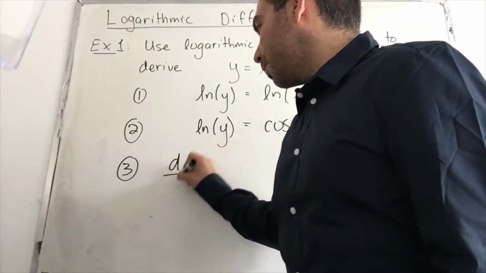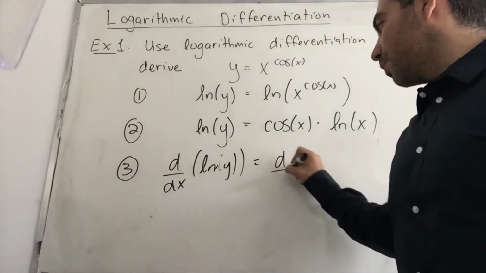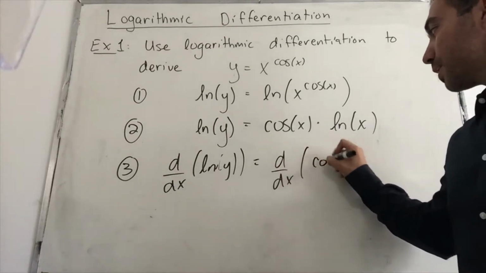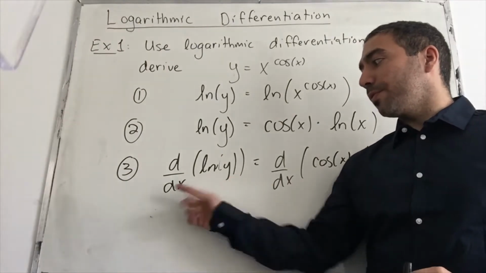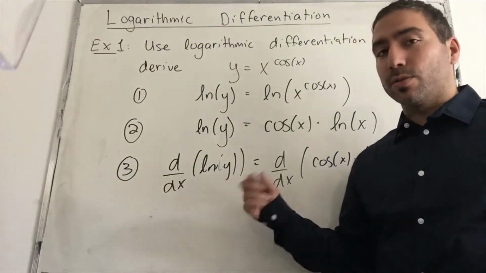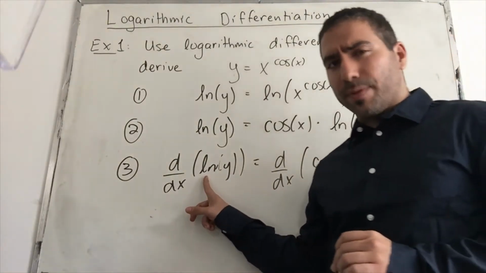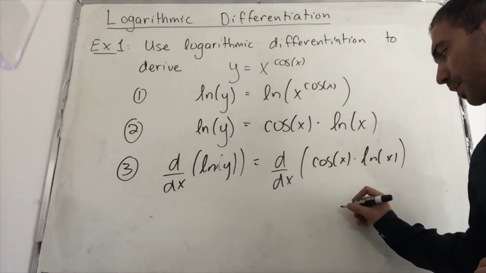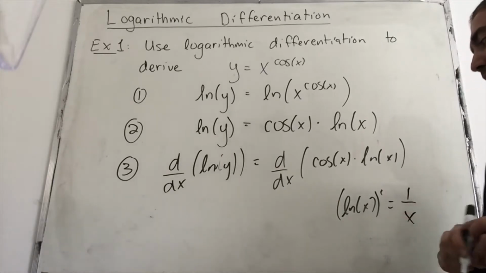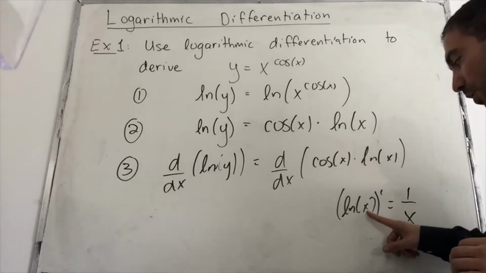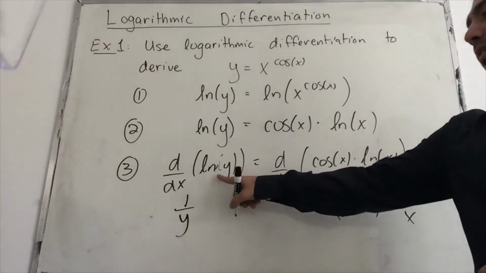The derivative with respect to x of ln of y. And we're going to take the derivative on the right hand side of cos x times ln of x. So the derivative of ln of y, first of all, we're deriving with respect to x, and there's a y here, so this is why we're using implicit differentiation. And next, we have to recall the derivative of ln of x. So to derive ln of x, we know it's 1 over x. Or think of it as 1 over whatever's in the bracket. So this gives us 1 over y, because in the bracket of the ln it's a y.